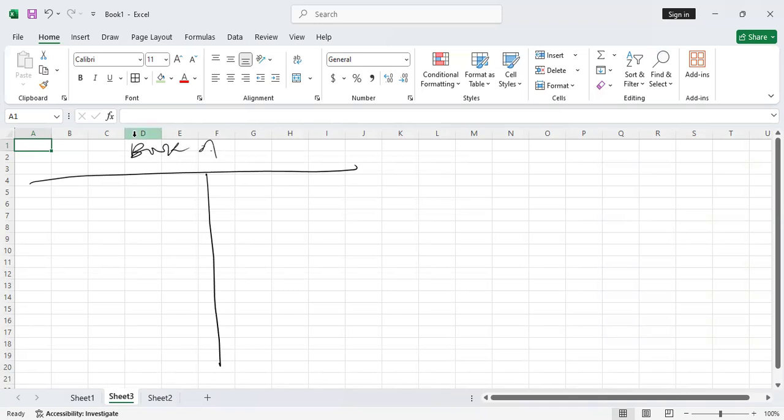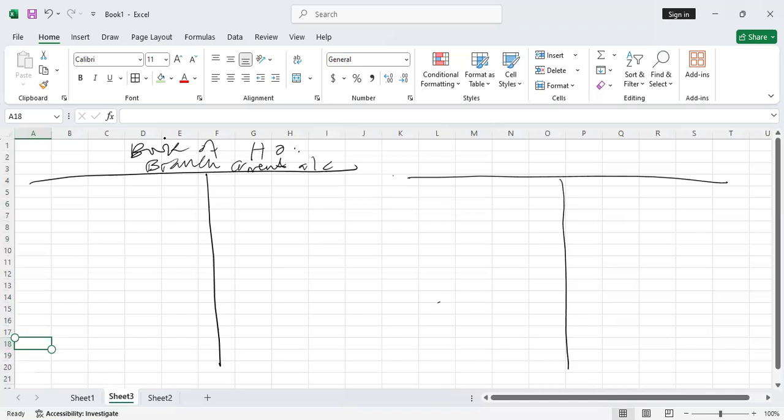Books of head office. What is this? In the books of head office, we'll open a branch current account. In the books of the branch, we'll open a head office current account. Now let's argue a case here.